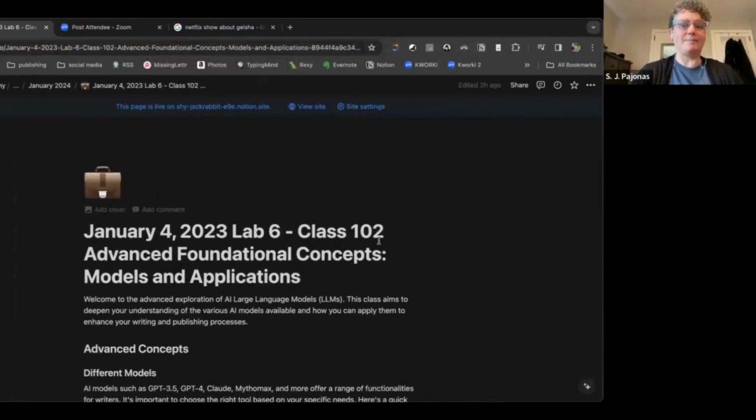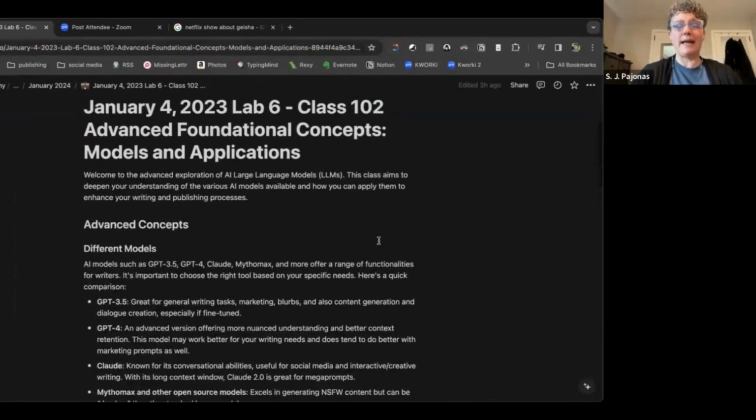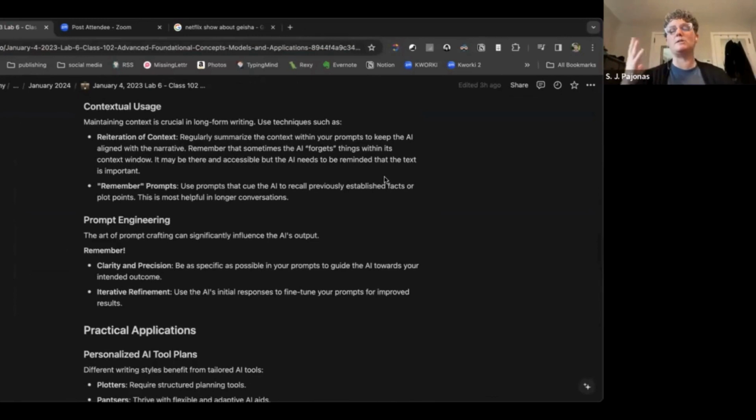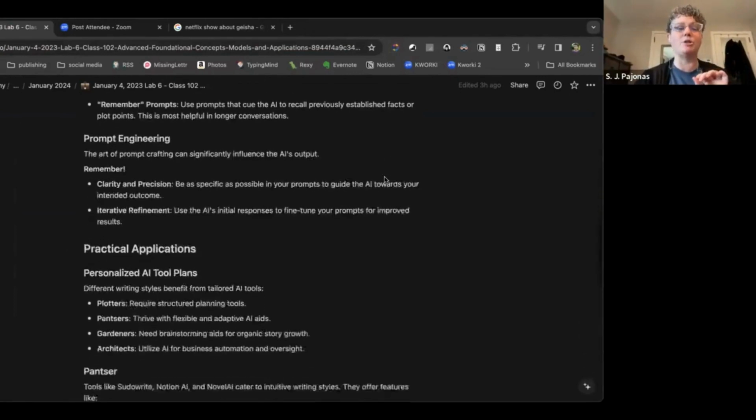Here we have the class plan for today. We're going to be going over some advanced concepts, which is going to include talking about different models that we use. We are also going to be talking about contextual usage, which means making sure that the AI is aware of what we're prompting about, because it can lose its train of thought. It can forget things. We're going to be talking just a teeny bit about prompt engineering.